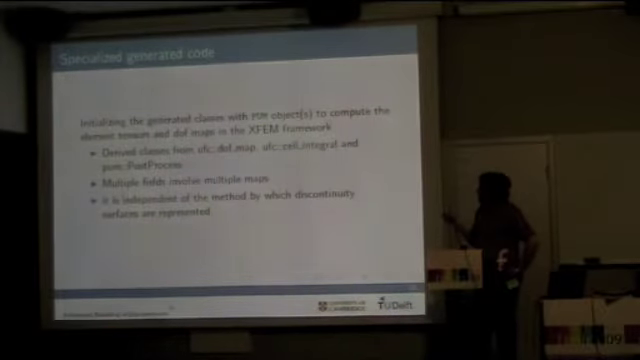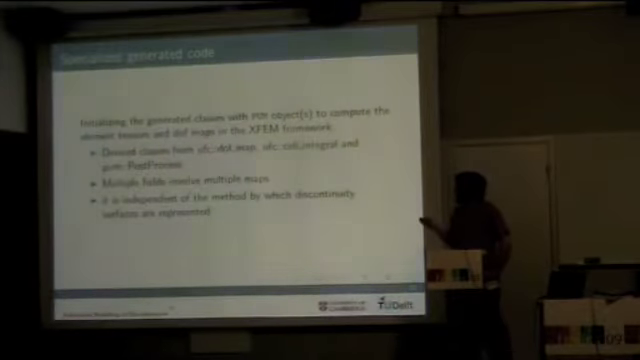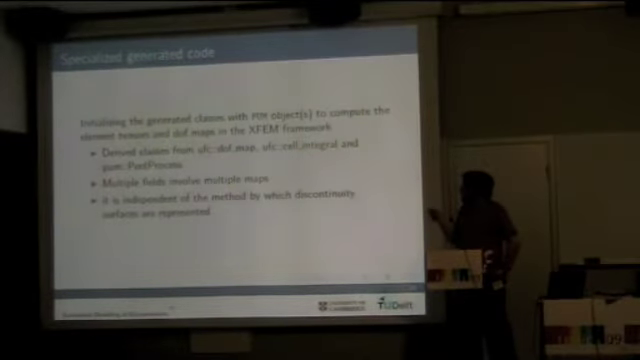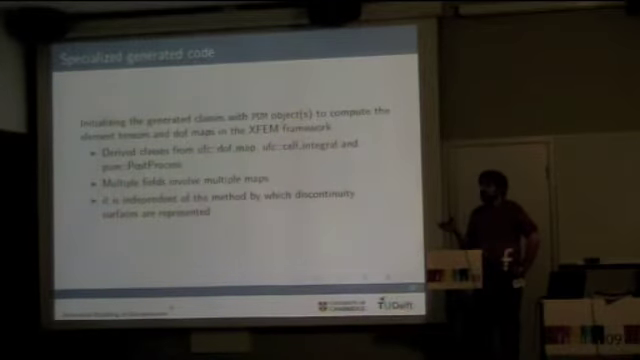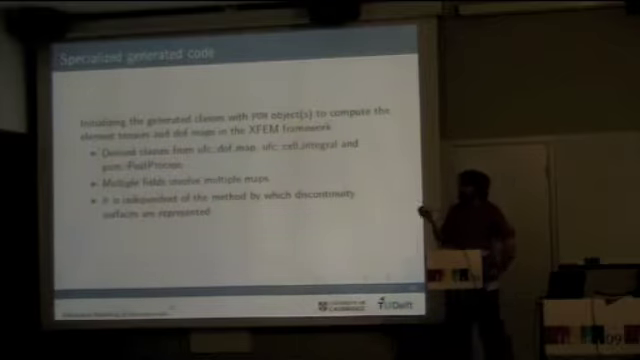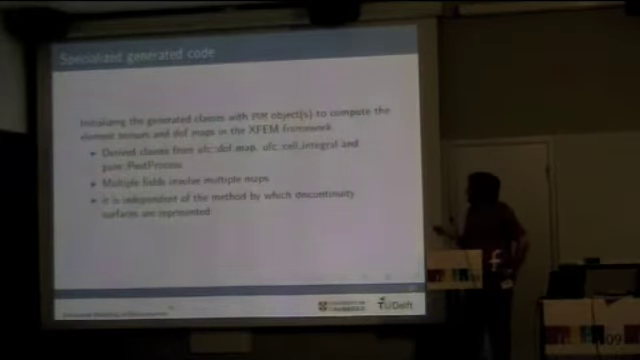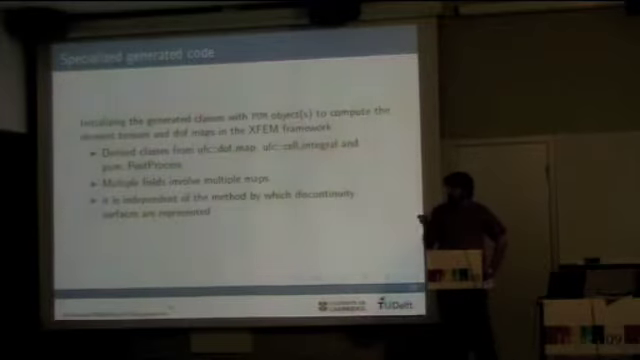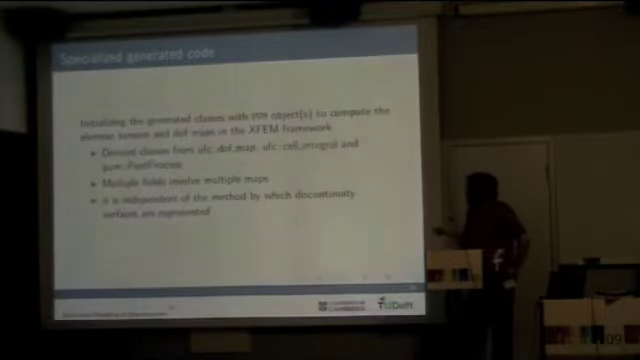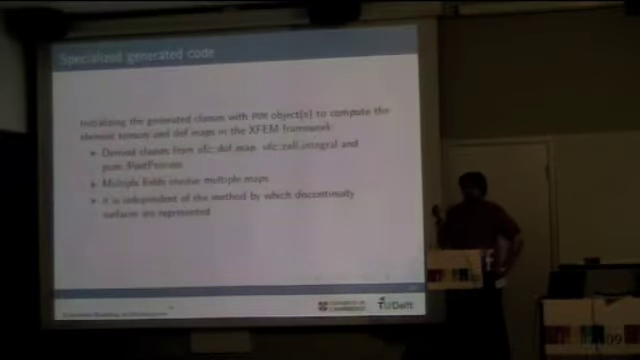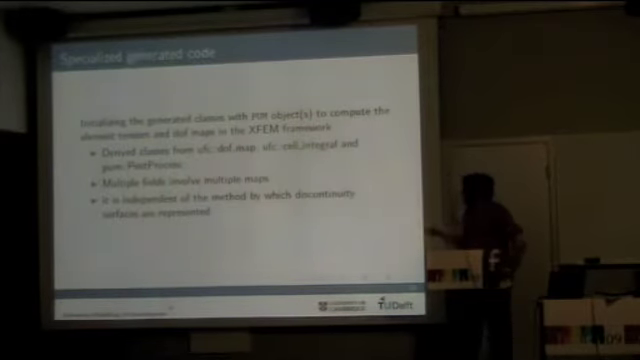Now, for example, the classes that we have, the class which is derived from UFC DAF map, UFC cell integral, and also the new class that we have here, they should be initialized with POM objects. If we have a couple of domains, for example, if we have a Poisson problem, we just give one object to this function. But for example, if we have elasticity, we should give two objects, where each field with discontinuity is represented by one POM object.